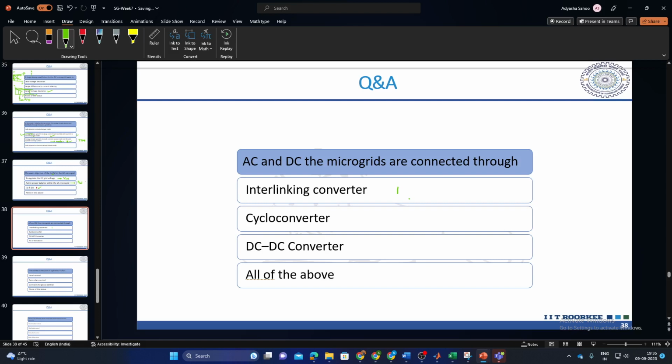The next question is, AC and DC microgrids, they are connected through interlinking converters, through cycloconverters, through DC-DC converter, or all of the above. It is, ma'am, first interlinking converter. We got one interlinking converter. Anyone else?